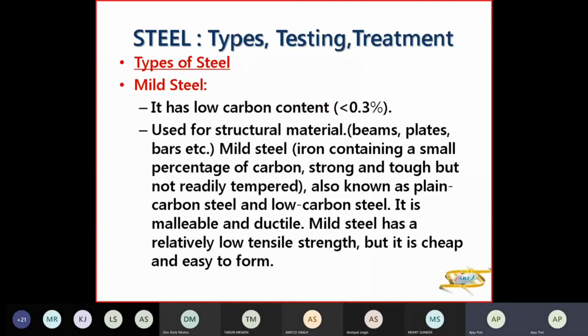Steel or low carbon steel. It is malleable, so it can be beaten into sheets. It is ductile. It can be drawn into wires. And mild steel has a low tensile strength, but it is cheap and therefore easy to form. That's why the use on ships is extensive.